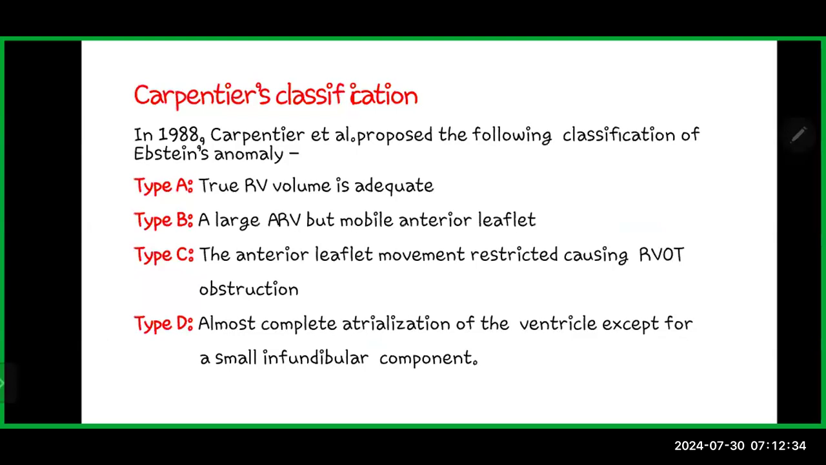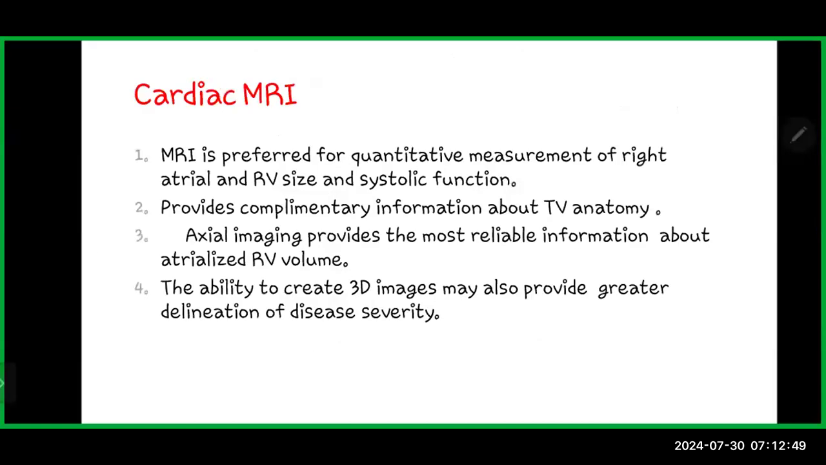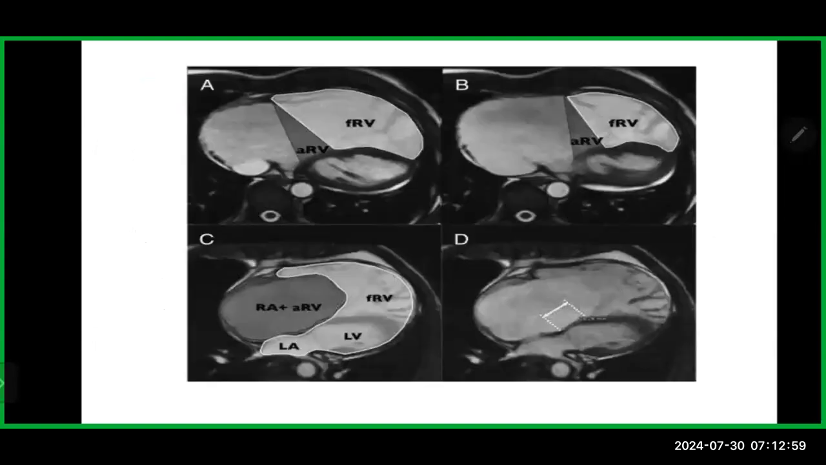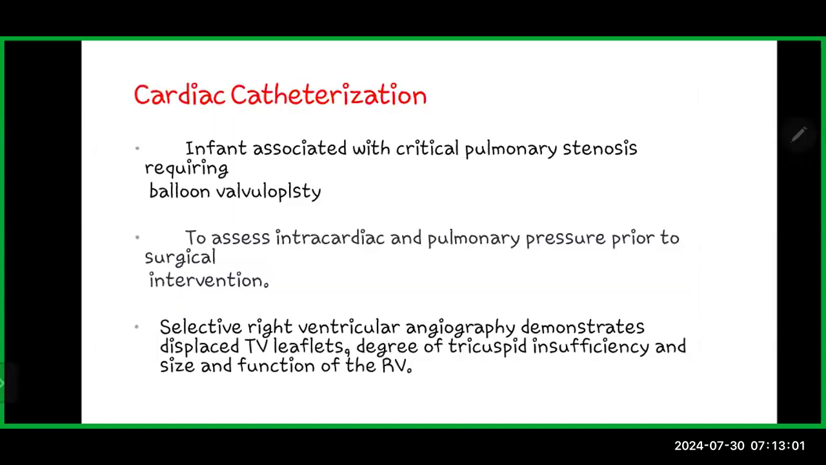We can also do a Carpentier classification, where in type A the true right ventricular volume is adequate, while in type D there's almost complete atrialization of the ventricle, except for a small infundibular component. This is about it. For the cardiac MRI, it is preferred for quantitative measurements of right atrial and right ventricular size and function. These are for cardiac MRI. Then we can also do cardiac catheterization.